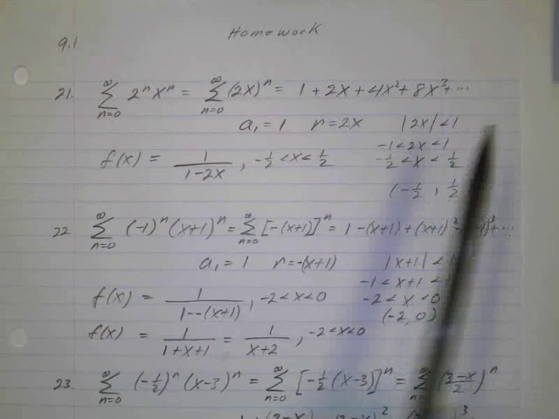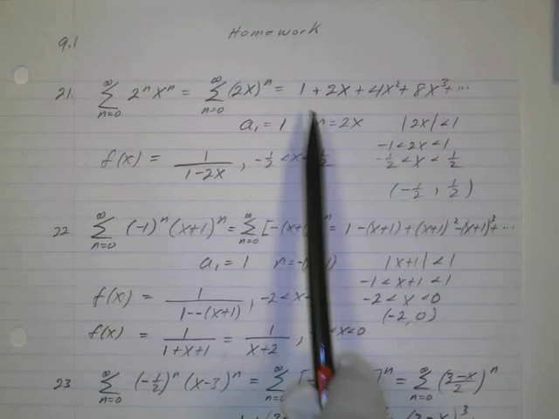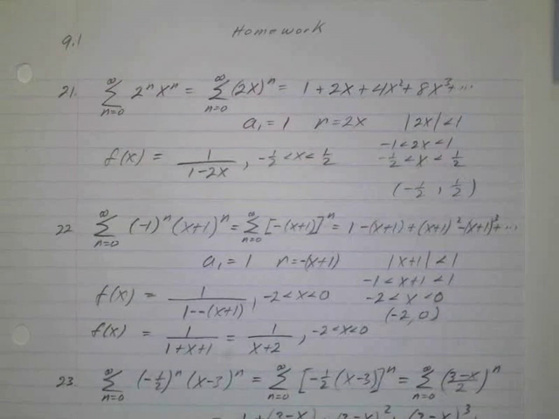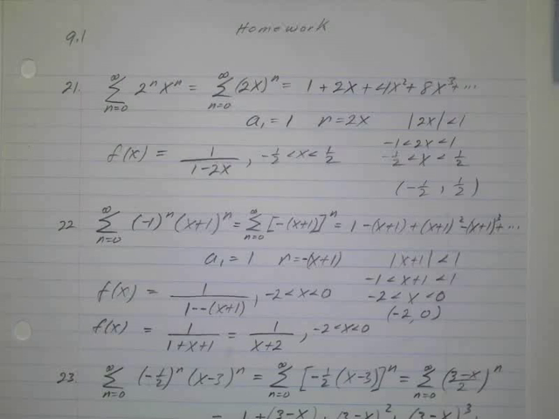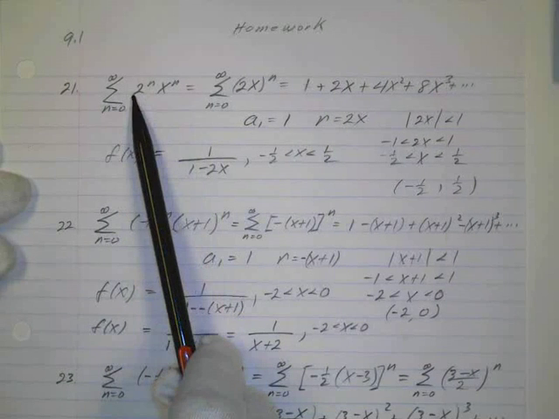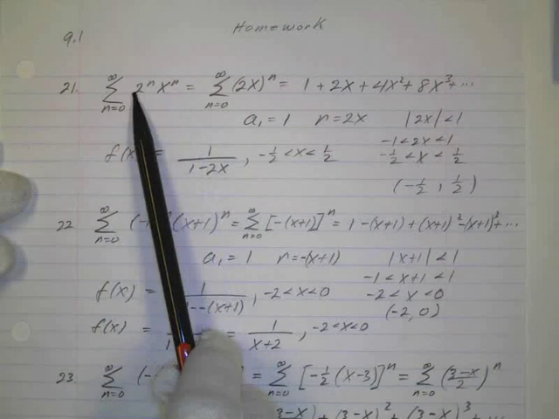So right now we're going to kind of go backwards, because eventually what we're going to do is try to take a function like this and write it as a power series. And that's going to be a lot easier to deal with as far as calculations, mathematical manipulations. So first of all, let's take a look at number 21. It was 2 to the n, x to the n.